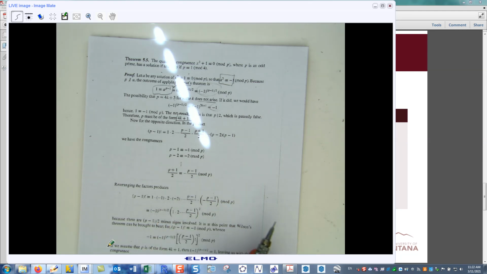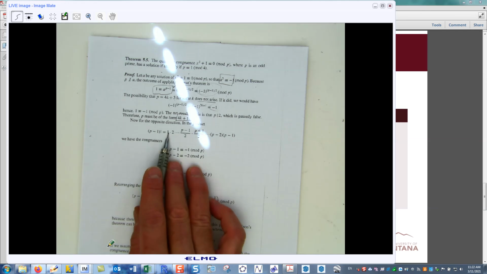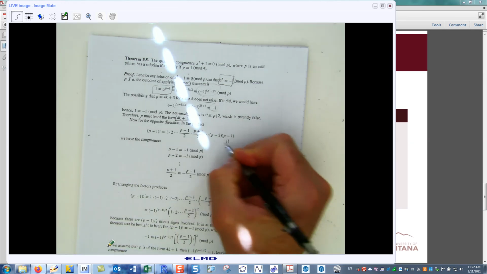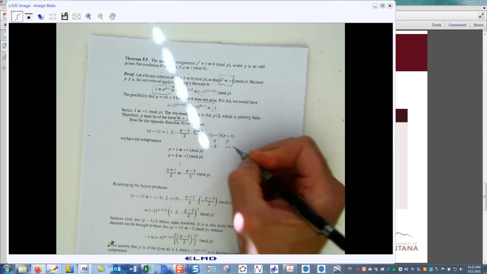What's neat is that we can think of rearranging these factors in p minus 1 factorial to be 1 times negative 1. In other words, it's going to be this one times this one, right? Which is negative 1. So this guy is your negative 1, this guy is your negative 2, and so on.